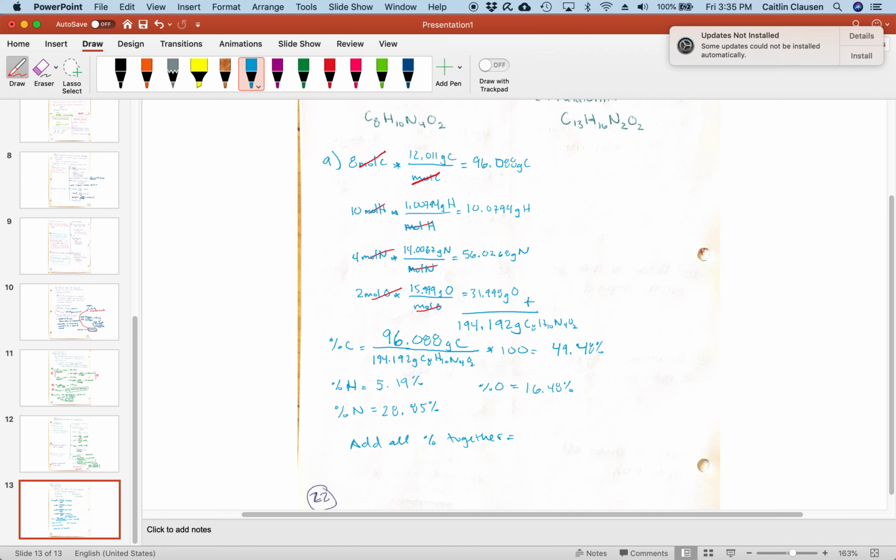And the last step, add all percents together. So 16.48% from oxygen, 28.85 from nitrogen, plus 49.48 from carbon, plus 5.19 from hydrogen, and I get exactly 100%.